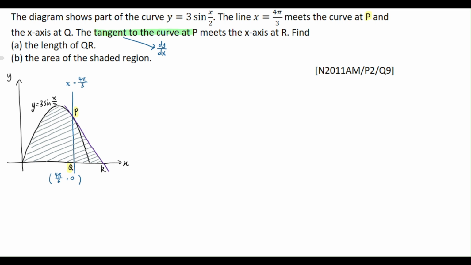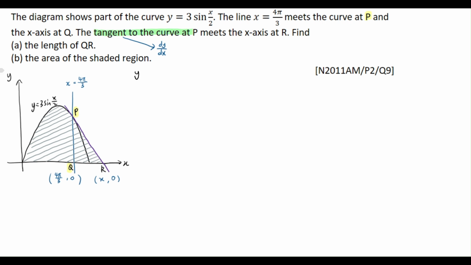So right now, you should also know that since point R is on the x-axis, when you are finding the coordinates of R later, it will be x comma 0. Now, part A, let's find the length of QR. To find the length of QR, you need the coordinates of Q and R, then use R's x coordinate minus Q's x coordinate. Q's coordinates you already know from the blue line, but you do not know R's coordinates. To find R, you need to find the equation of the purple line, which is the tangent.